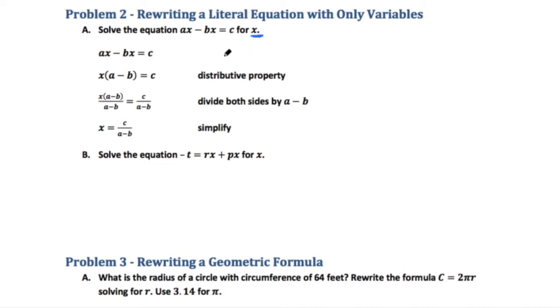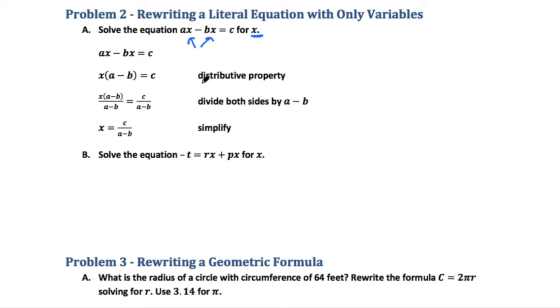So as soon as we see that, we might notice that x is occurring in two different places. And these are unlike terms. We can't combine the ax and the bx. When that's the situation, follow these steps. So we have ax and minus bx. How do we get the x's together? How can we combine them?